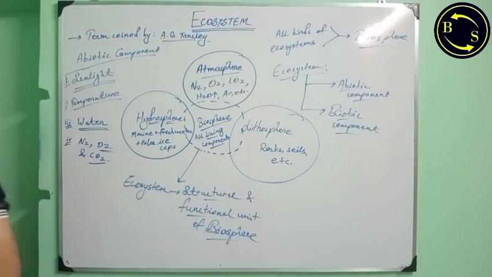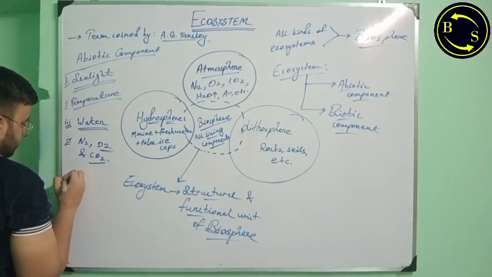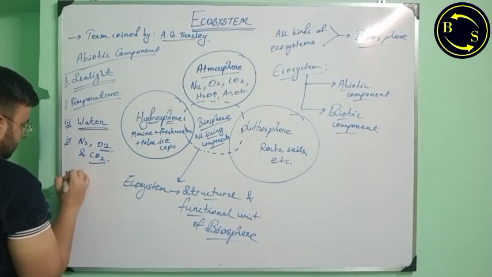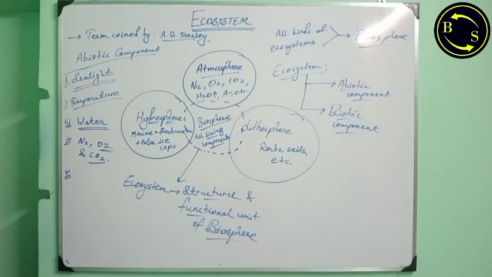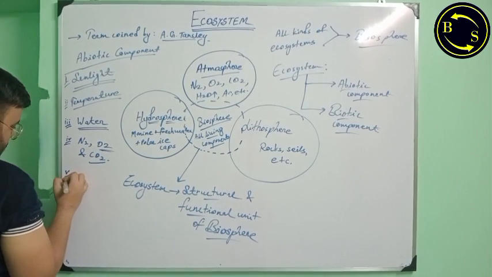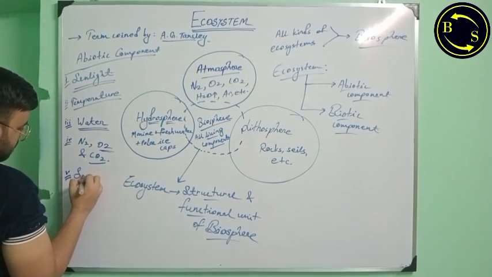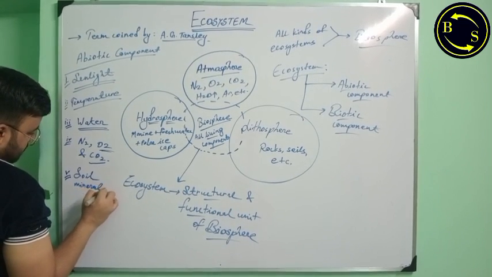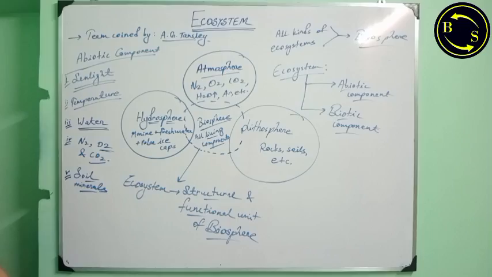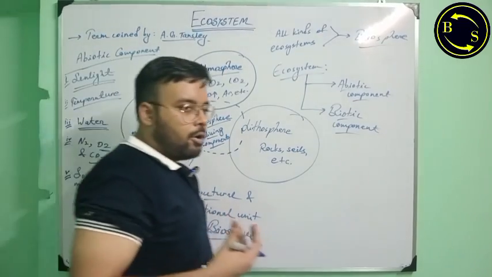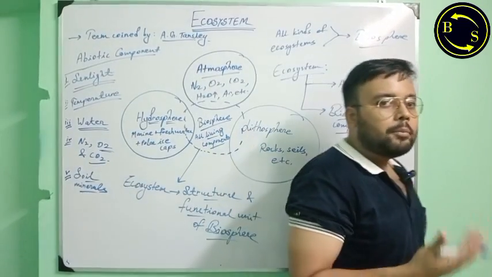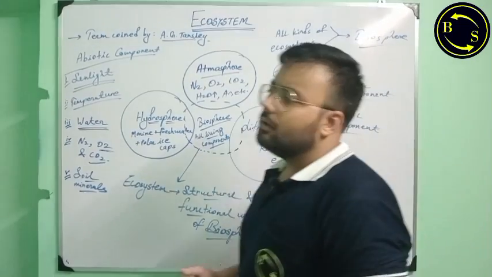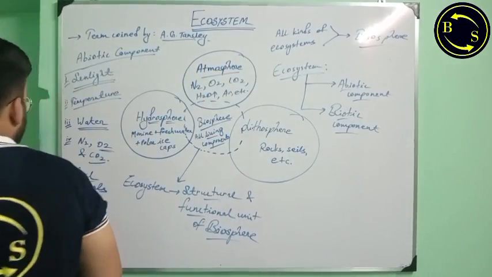Another abiotic component that is important are soil minerals. Soil minerals are essential for plants in order for them to survive, and without plants no life can occur. So soil minerals are also an important abiotic component.